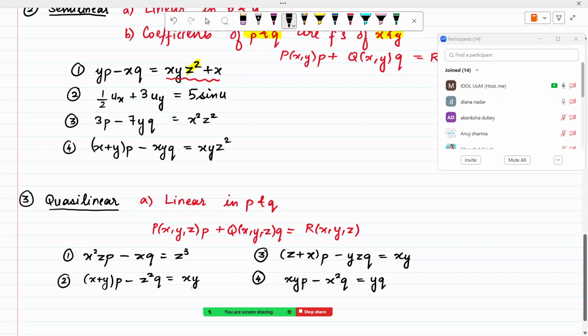Okay. Why is this not linear? Why is it quasi-linear? Since there is no z function over there, can I put a zero there? Is it not satisfying all the conditions of linear?